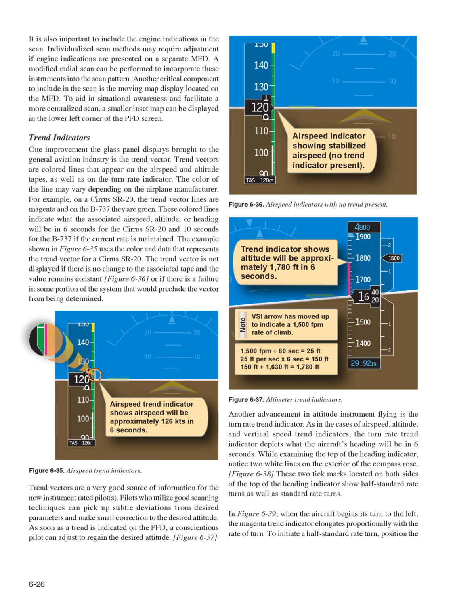Trend indicators. One improvement the glass panel displays brought to the general aviation industry is the trend vector. Trend vectors are colored lines that appear on the airspeed and altitude tapes, as well as on the turn rate indicator. The color of the line may vary depending on the airplane manufacturer. For example, on a Cirrus SR-20, the trend vector lines are magenta and on the B737 they are green. These colored lines indicate what the associated airspeed, altitude, or heading will be in 6 seconds for the Cirrus SR-20 and 10 seconds for the B737 if the current rate is maintained. The example shown in Figure 635 uses the color and data that represents the trend vector for a Cirrus SR-20.